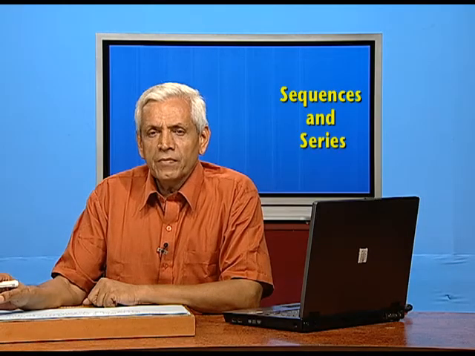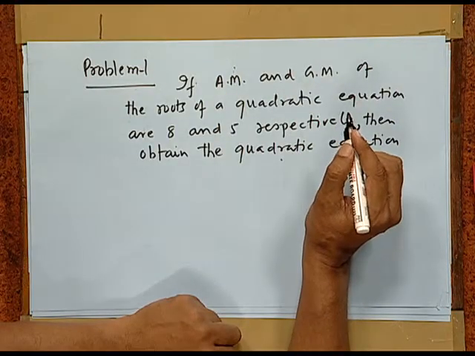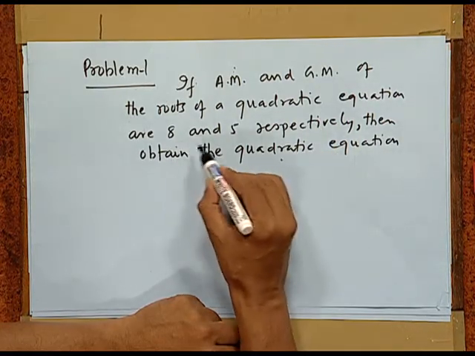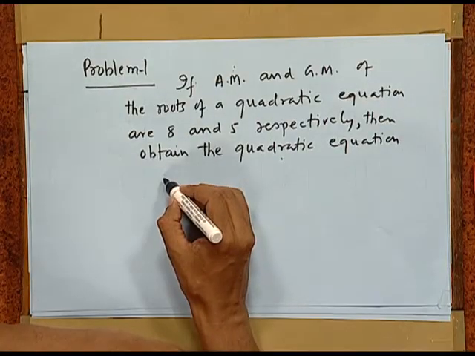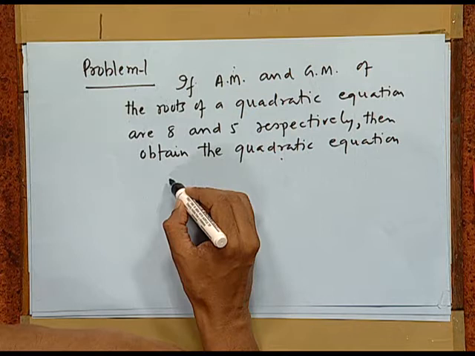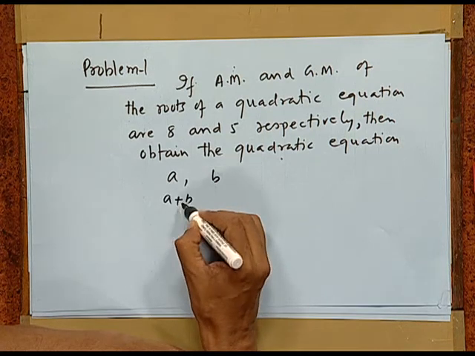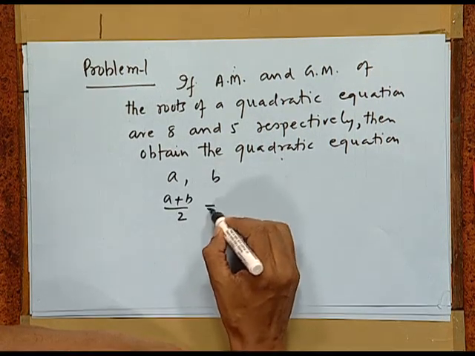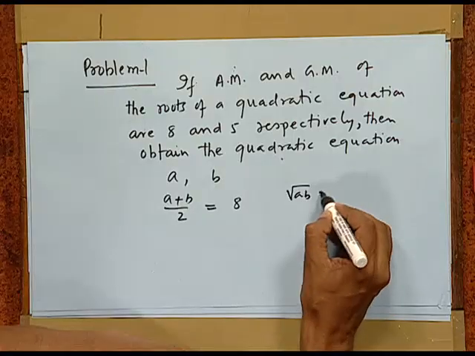Now, we take a problem which involves GM. If AM and GM of two roots of a quadratic equation are 8 and 5 respectively, then obtain the quadratic equation. It is a good question because here we are clubbing the concept of quadratic equation with GP and AP. Now, let the two numbers be A and B. So, we have (A plus B) by 2 is equal to 8, and also we have root AB is equal to 5.